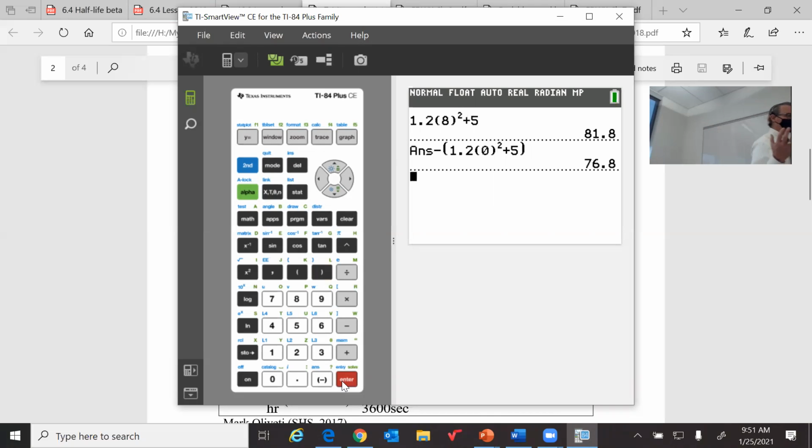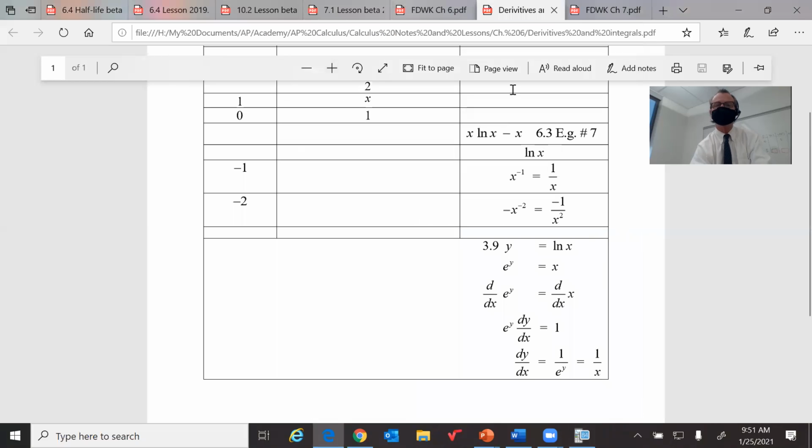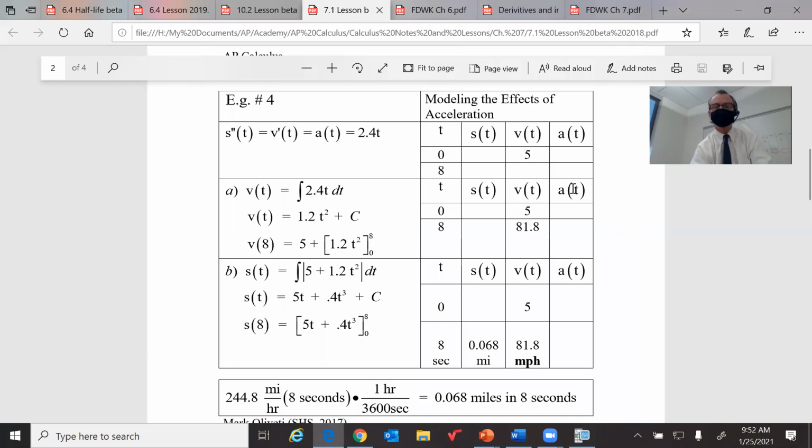So that's telling you, ready? The area under the curve is the change in the height of the parent graph. And the parent of acceleration is velocity. So we're here. The 76.8 represents what we're going to add to this initial value, and we're there. Good?